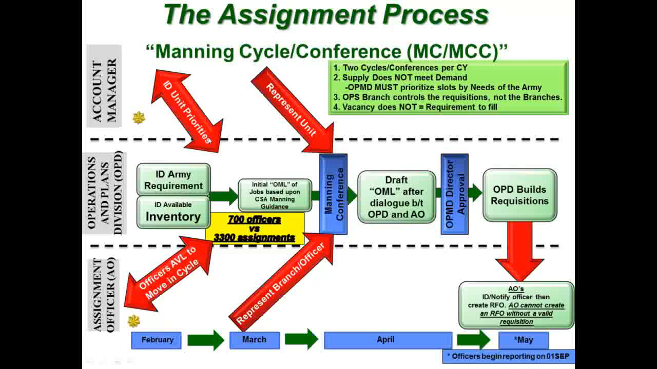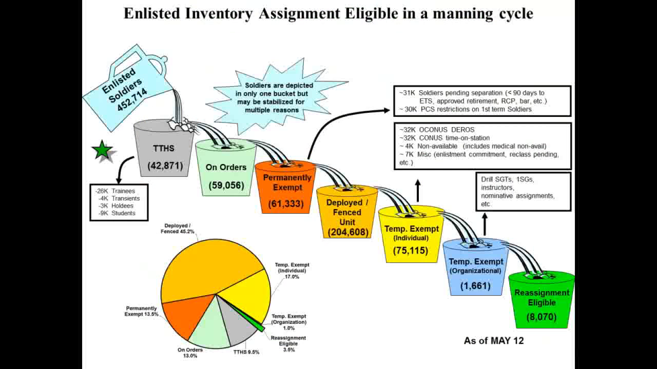The lesson plan will lay out how this operates, but again, the top part is the account manager acting on behalf of the organization, and the assignment officer acting on behalf of the branch and the officer, meeting at the Manning Conference, determining which of these assignments are going to be validated, which officers are open, sending out the OMLs, getting the requisitions built, and officers get orders. It's done twice a year. This is for the officers' assignment process.